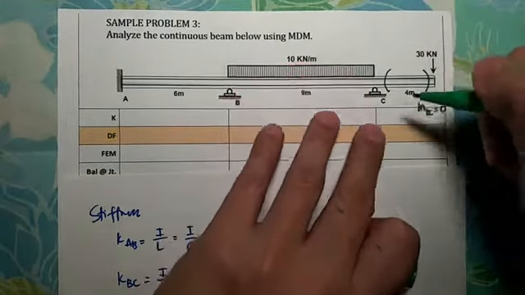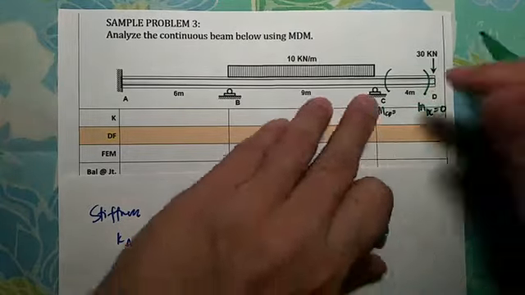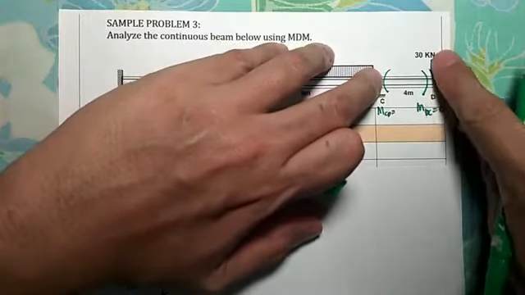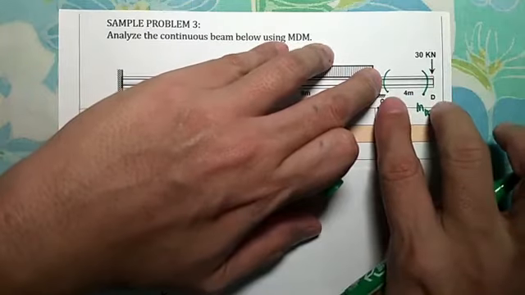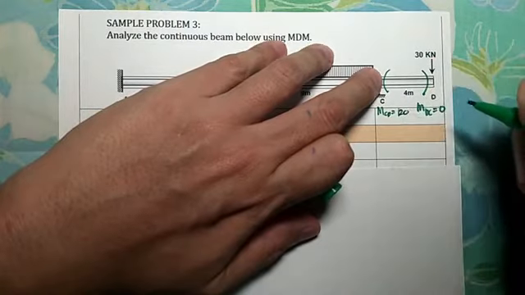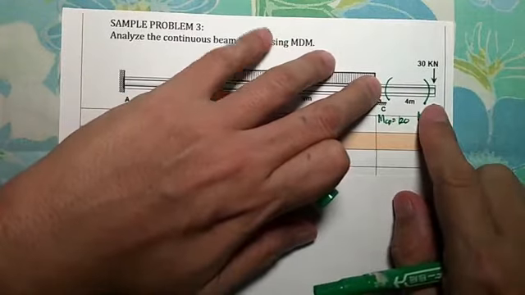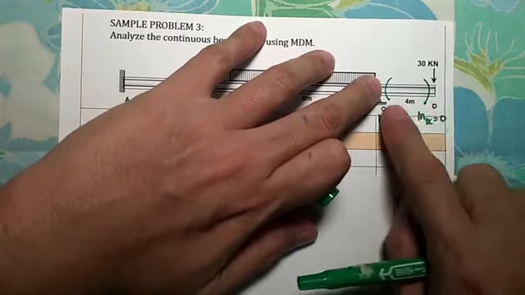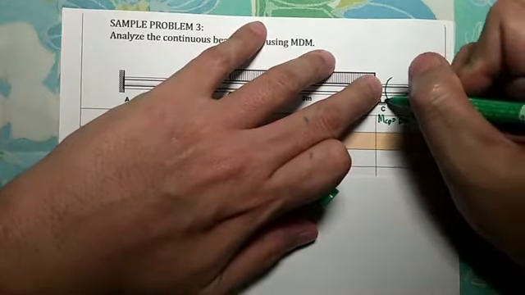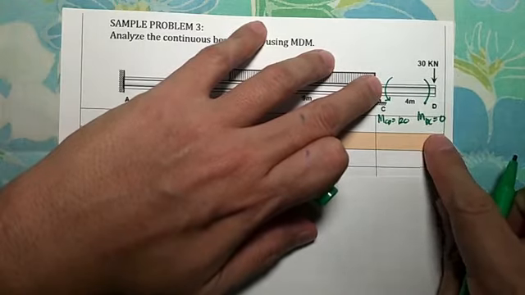So let's say the moment at CD. Since this is determinate, an overhang, the moment here would just be the force 30 times the distance of 4. So 30 times 4, that would be 120 kilonewton meter. That means the member end moments on CD are already determined. So 120, that is counterclockwise, so that would be positive. And the end moment here is 0.